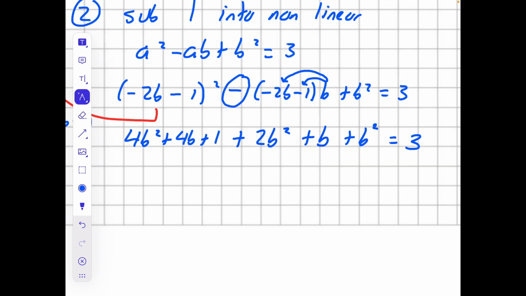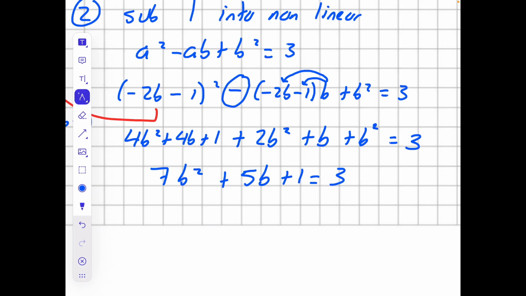Okay, very tricky that this minus sign was here. Just be careful. b multiplied by minus 2b is minus 2b squared. Minus by minus will give me a plus then. Okay, tidy this up, make it look like a quadratic. So how many b squareds do we have? 7b squared, and you do 4b squared plus 2b squared plus b squared. How many b's? We've got plus 5b. Plus 1 is equal to 3.